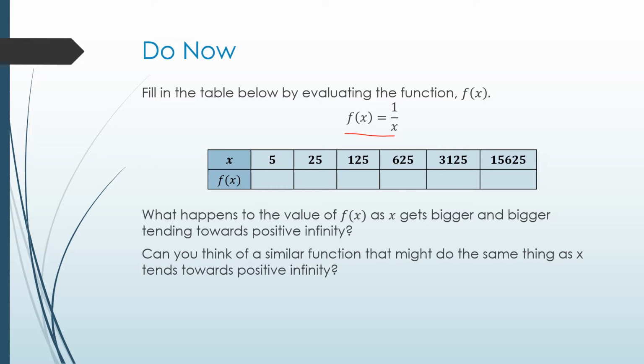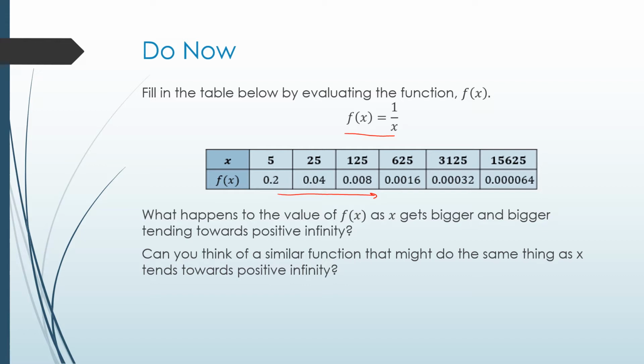So if you did that, you should have got the following: 0.2, 0.04, 0.008, so on and so on. And the question is, what happens to f of x as x gets bigger? We can see f of x is quickly shrinking, getting closer and closer to 0. So as x tends towards positive infinity, f of x is tending towards 0.